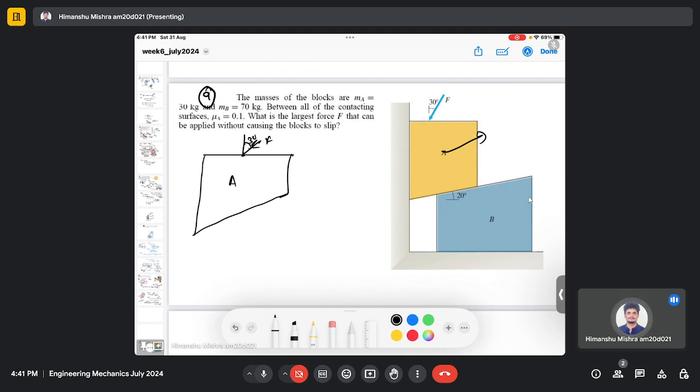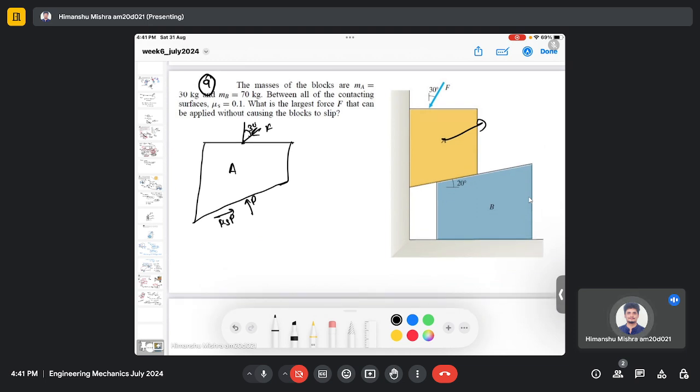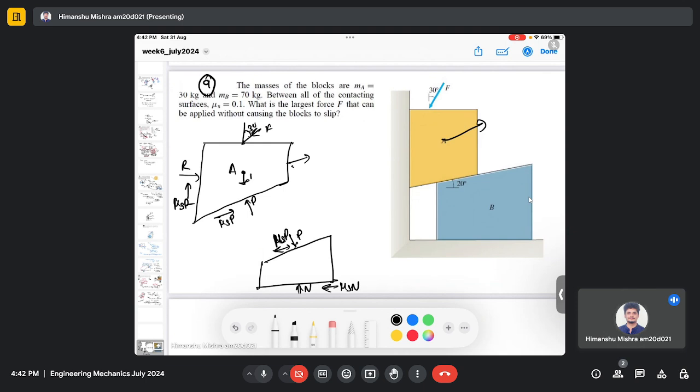Then there will be a normal reaction force which is acting. Let's say it's P and mu s P. And when we do the same in block B, we will see that the same normal reaction force P will be acting here, which we already found when we do the force balance analysis or moment balance analysis in block A. Here also N, and here we have friction force mu s N. Here also we have a normal reaction force R, and there will be a friction mu s R, and then there is a weight mg. Here we have a weight mB g.